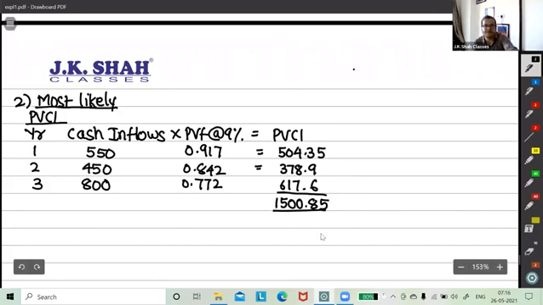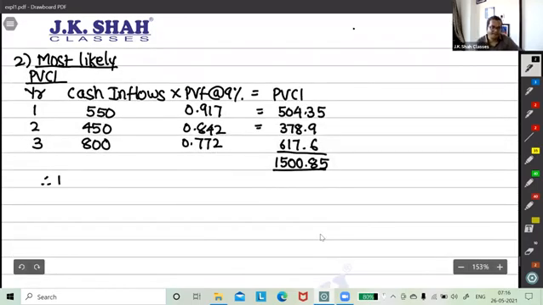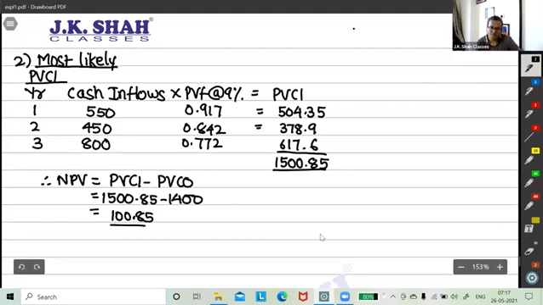So therefore we will write NPV is PVCI minus PVCO. 1500.85 minus 1400. So 100.85. My God, so many messages. Oh yes, 100.85. Okay, great. And people are done with the test also. Very good. People very fast. Third one.